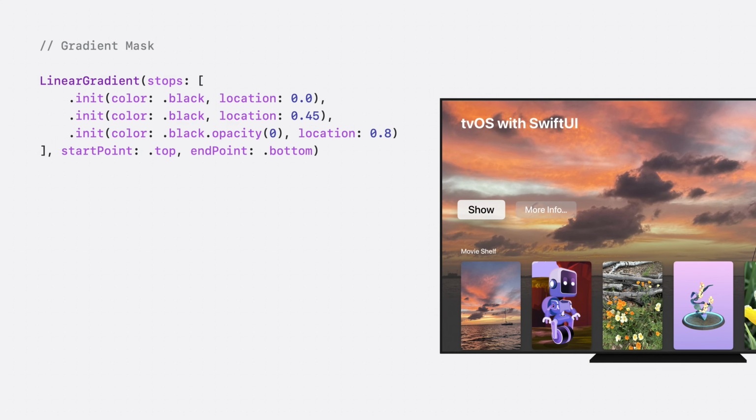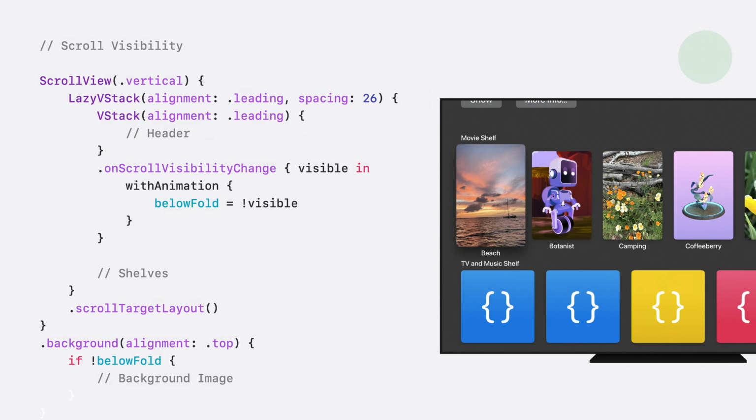Ideally, we'd like the image to fade away completely when it's not the center of attention. New in tvOS 18 are a number of view modifiers specific to scroll view. We can make use of these to remove the background image when the header section scrolls off screen, when the content moves below the fold.